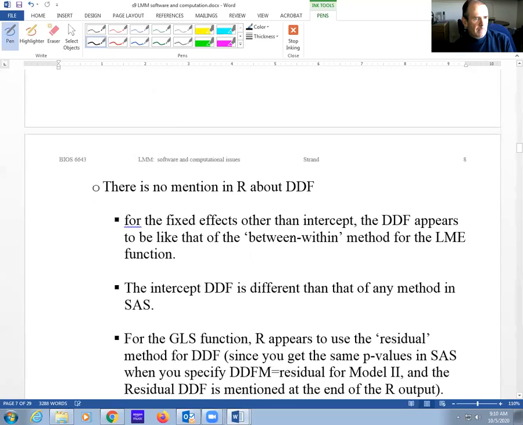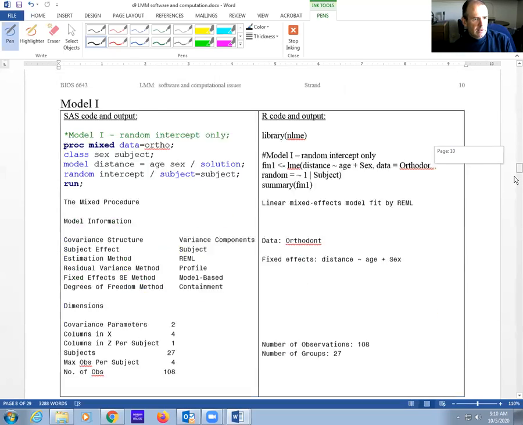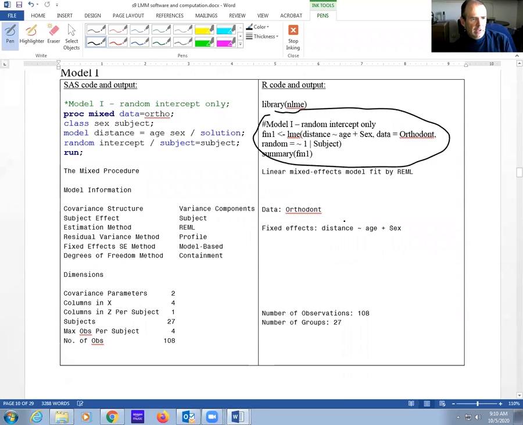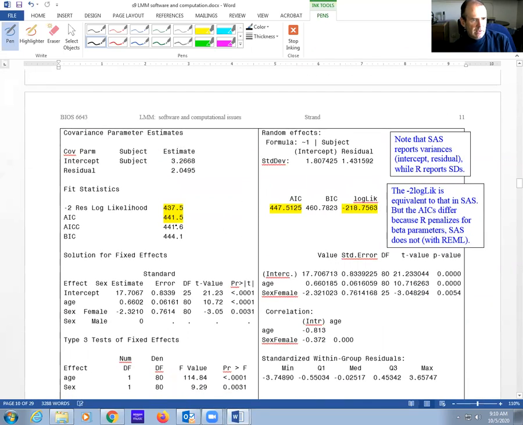So let me just go real quickly to the output because I just want to highlight a few things. If you have a random intercept only, we know how to do that in PROC MIXED in SAS. If you use the NLME package and the LME function, then this is how you would specify it. And again, looking side by side, there's a few differences. In R, you have a log likelihood, and in SAS, it's a -2 log likelihood. But you can tell that it's the same.